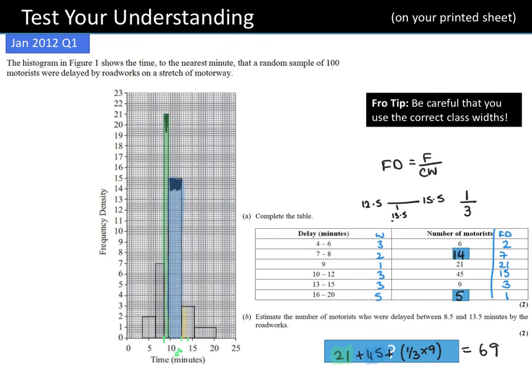Now, some people have just done 1 times the height, 1 times 3, whereas what I've done is I've looked at the proportion. Now, either way is right, but because we're doing linear interpolation and everything, we should be fairly confident that we can do this using proportion. Okay, so this is all we want, is the frequency of anyone, because it says 8.5 to 13.5. So I know that this is 8.5, and then 13.5 is in the middle of here. So I want all of this, and a third of this.